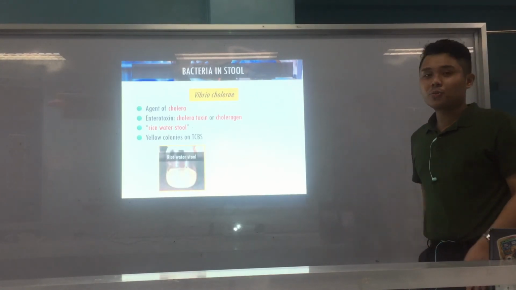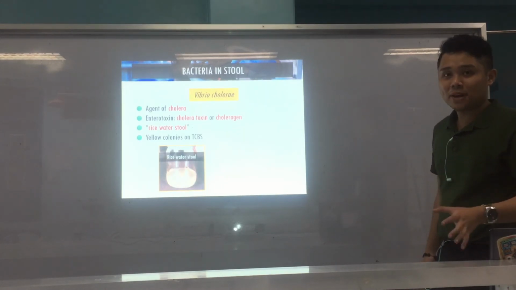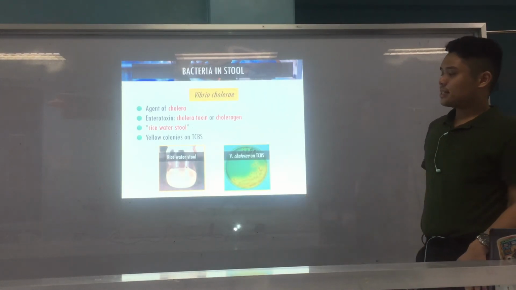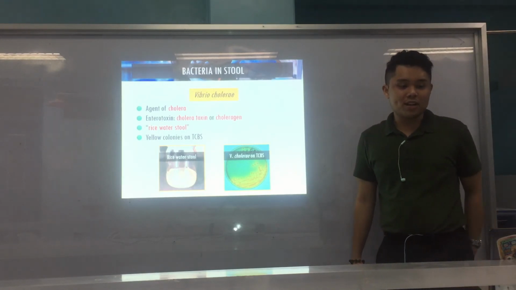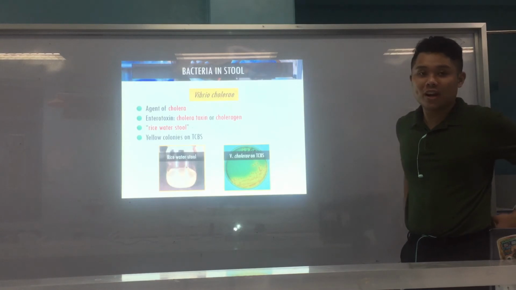Rice water stool looks like the water after you wash rice. That is its appearance. And on TCBS, yellow colonies because Vibrio is a sucrose fermenter. Again, this is because of the toxin, cholera toxin or choleragen.